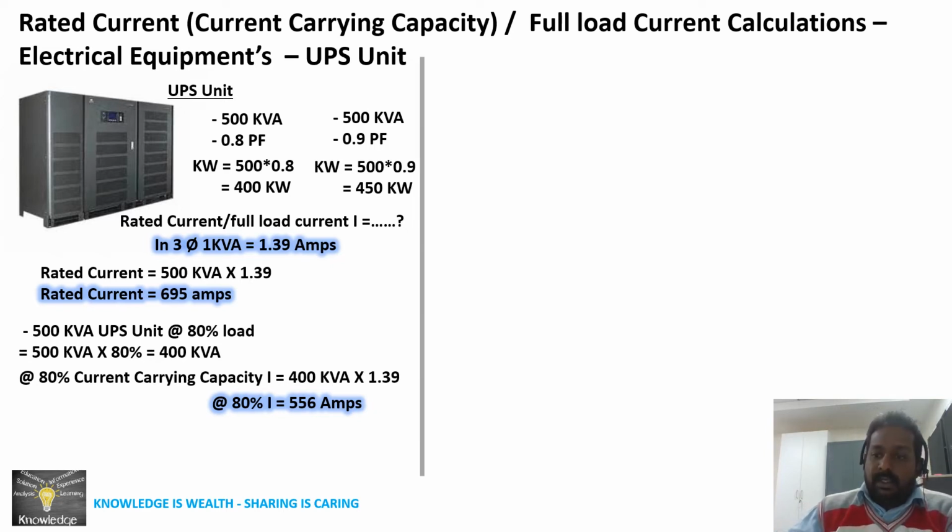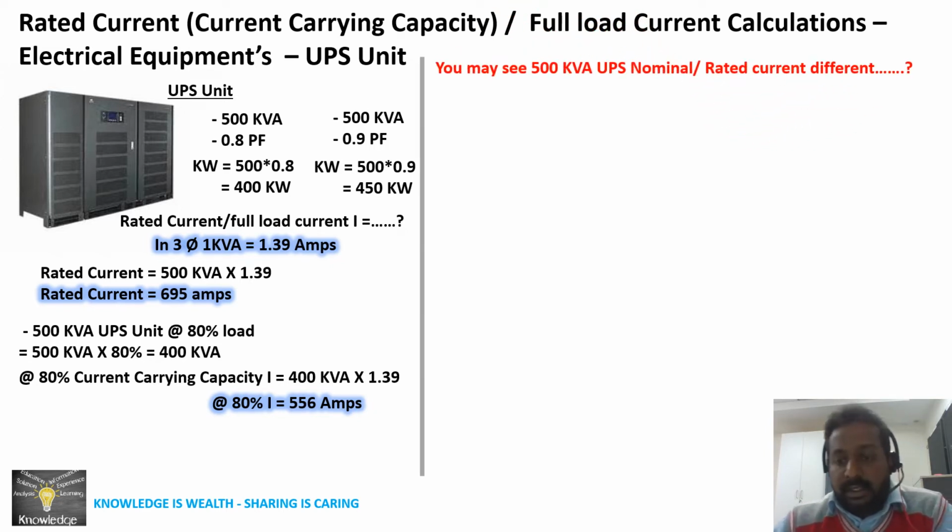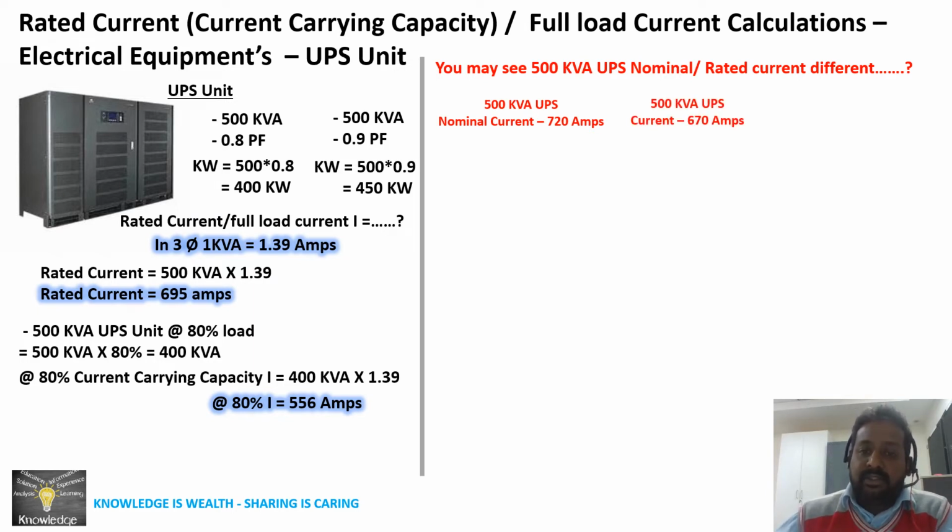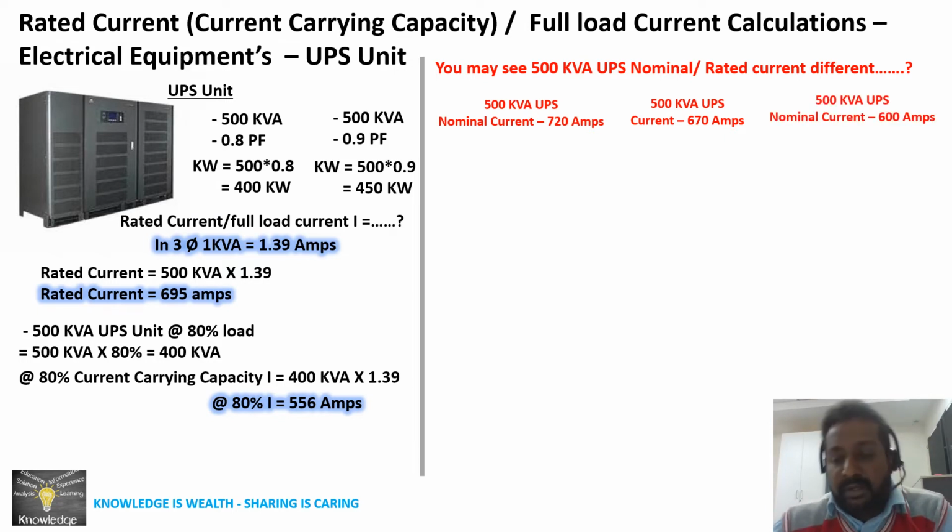But if you see the nameplates of 500 kVA UPS from multiple different OEMs, there's always a difference in the rated current or nominal current mentioned on the nameplate. One UPS shows a 500 kVA rated current of 720 amperes, another shows 670 amperes as the full load current, and one more shows 500 kVA and 600 amperes. Why is there a change in the nominal current or rated current mentioned on different make UPS nameplates?